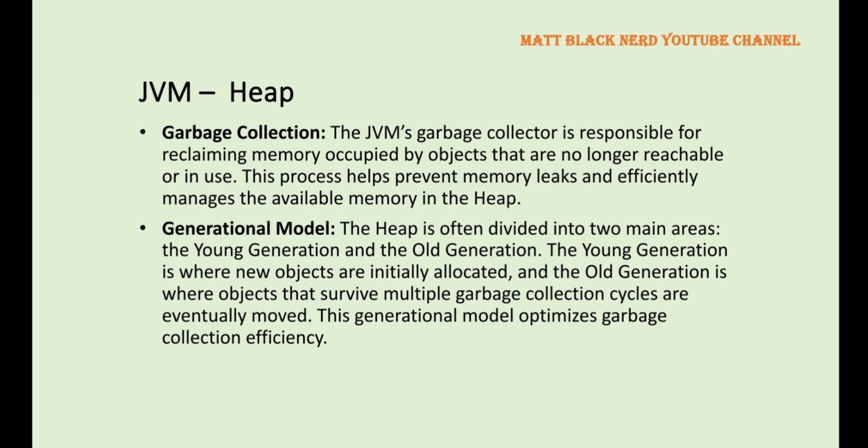Generational model. The heap is often divided into two main areas, the young generation and the old generation. The young generation is where new objects are initially allocated, and the old generation is where objects that survive multiple garbage collection cycles are eventually moved. This generational model optimizes garbage collection efficiency.